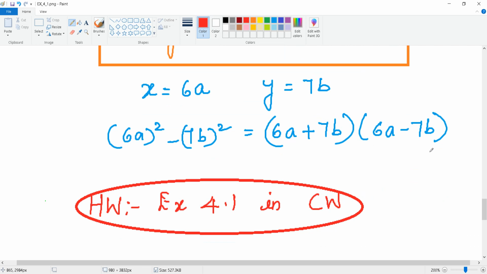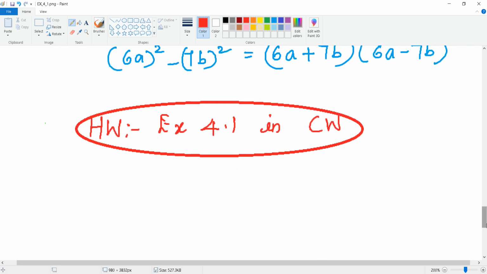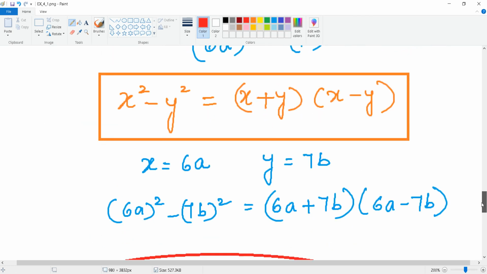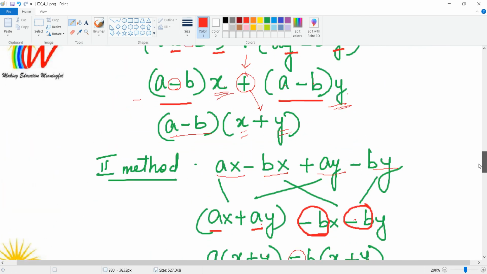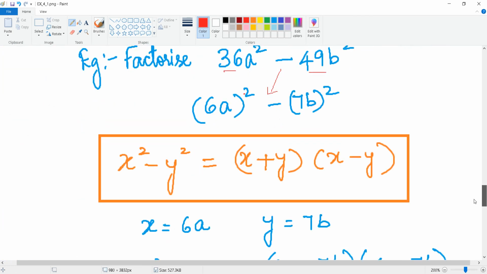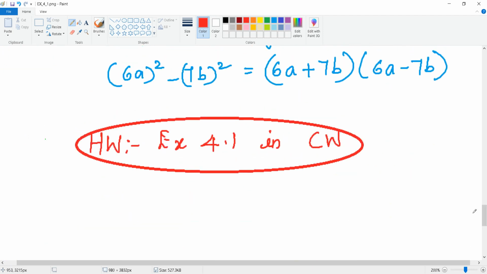That's it. Now do exercise 4.1 in classwork. You need not copy the examples which I have given over here. That's not required. This is just for your understanding. I have taken some examples and explained them. No need to copy them, just use them as a reference. Solve this exercise in your classwork.